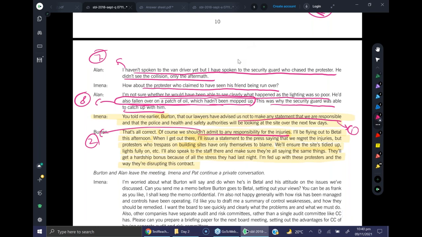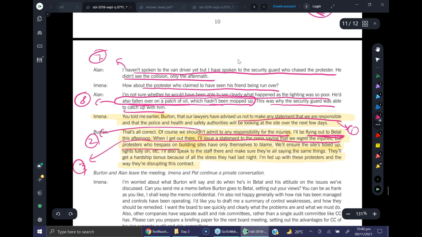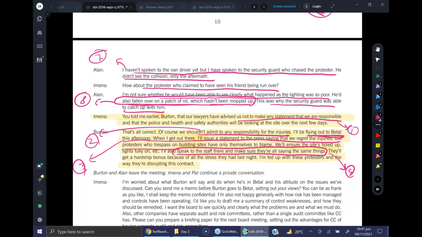And then this person leaving Beetle, the country, and then making a generic statement. Do you think overall leadership is missing? Overall leadership for ethics and integrity seems to be missing. So that's the third ethical problem. Also, I will speak to the staff and make sure they are saying the same things. What does that mean? Intimidating the staff as well. And what do you think of hardship bonus? That's bribery. So all 5 points are here in this particular paragraph. The only thing you need to do is to explain the impact on reputation. Any questions?